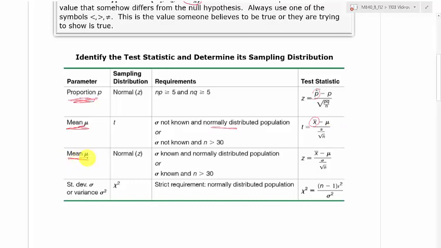The second one is also for a mean. You can use the normal distribution, but this is very rare. You can only use it if sigma from the population is known and you're normally distributed, or if sigma is known and your n is greater than 30. So the only difference between having to use t and this z is that here you don't know the population's standard deviation, and here you do. And again, this second case is very, very rare. You almost never hear that.